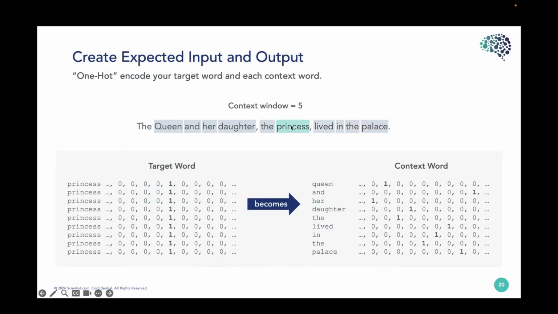So I'm picking on the word princess here. For princess, you're going to have 9 words in context, and your training set is going to be, for these 9, princess is always the target word. This is going to be the input to your network. But the expected output is going to vary. So we're going to train it for queen, we're going to train it for and, we're going to train it for her, etc., etc. And we're going to do that for every example in our training set.